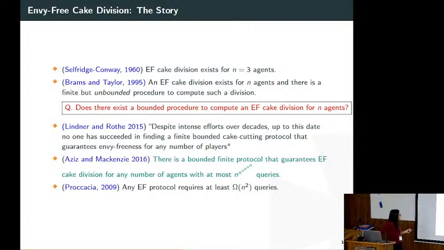Fine. There was a paper in 2009 that said that if you want an envy-free division, you will have to do at least n square many queries. This is a lower bound. And now we have an upper bound, and this gap remains wide open as of today as well. We don't know if we can narrow this gap, and maybe we can find in polynomial many number of queries a complete envy-free division.